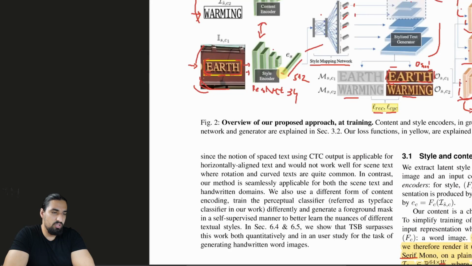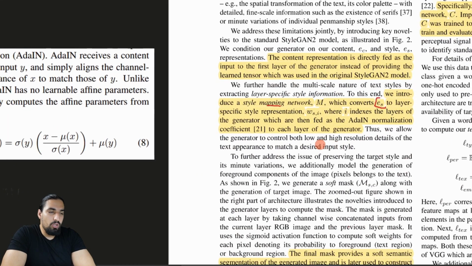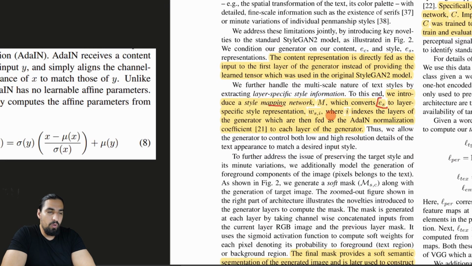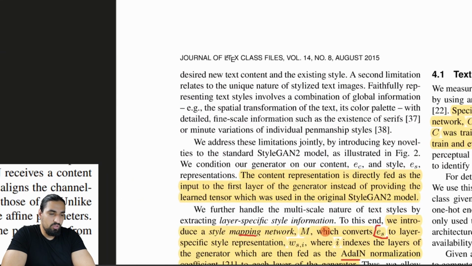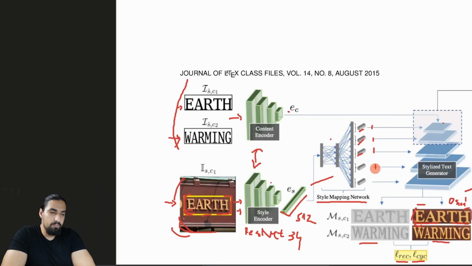so that's ES, this thing here, ES, to layer specific style representations WSI, where I indexes the layers of the generator, which are then fed as the adaptive instance normalization coefficient to each layer of the generator. So those WSIs are just these things here, okay?